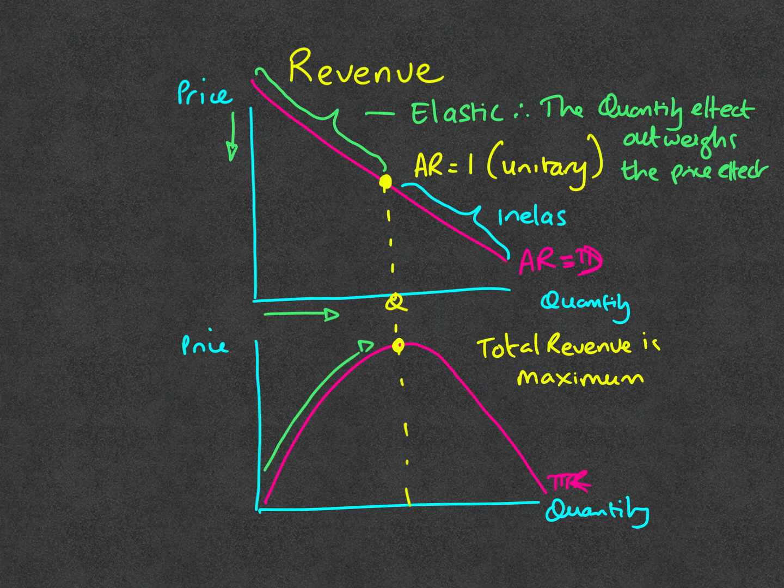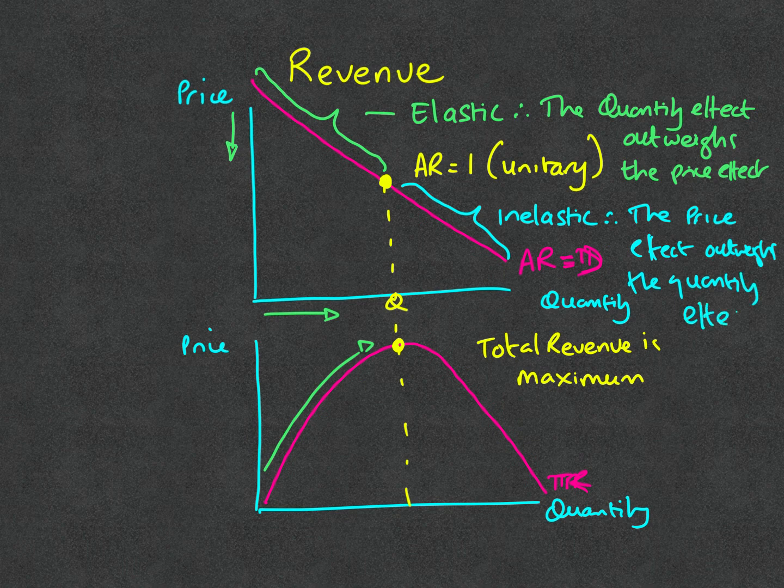Now the other side of the demand curve, where you have inelastic features, here the price effect will outweigh the quantity effect. Meaning, if we increase the prices, the revenue gained from the higher price will outweigh the revenue lost from less units sold. This is why you notice that in the inelastic region of the graph, total revenue is starting to fall. Okay, so beyond unitary, where the demand curve is inelastic, total revenue is starting to fall.